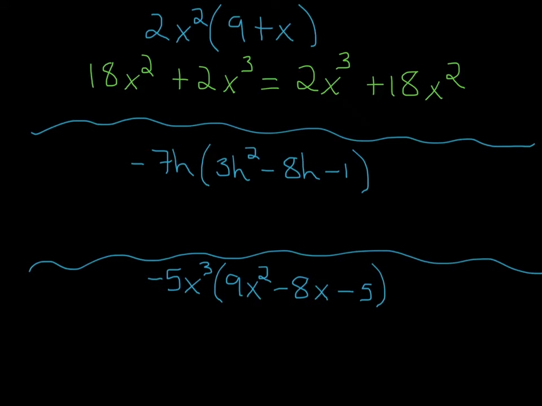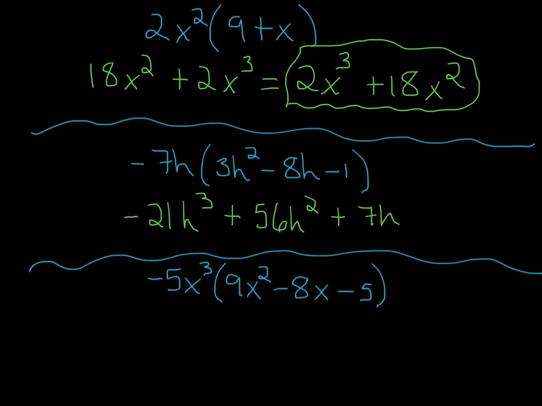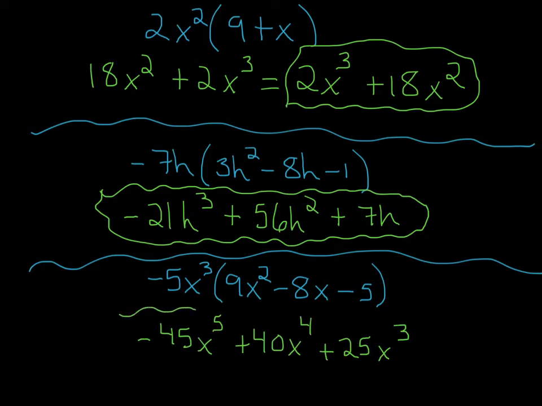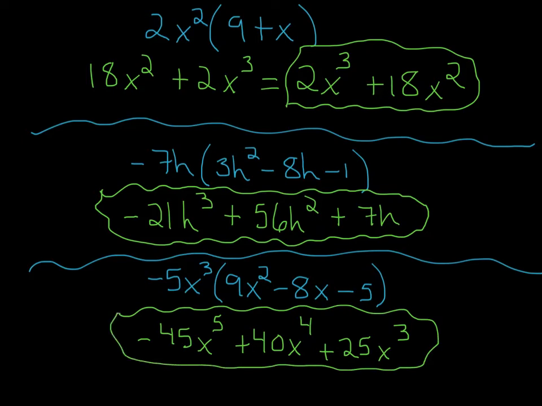For the first one, you should get 2x to the 3rd plus 18x squared. Just make sure that your final answer is always written in standard form. Second example, you should get -21h to the 3rd plus 56h squared plus 7h. And then the last one, you should have gotten -45x to the 5th plus 40x to the 4th plus 25x to the 3rd.